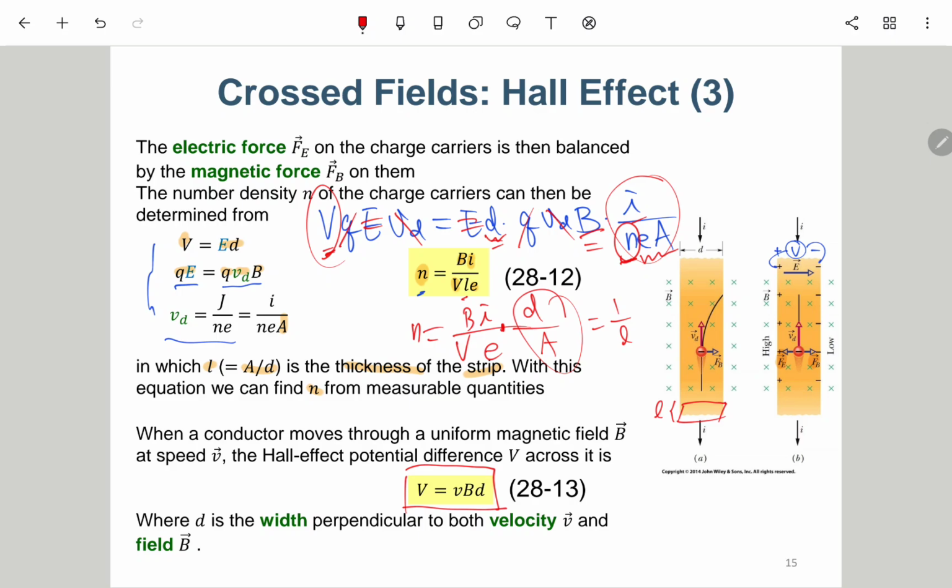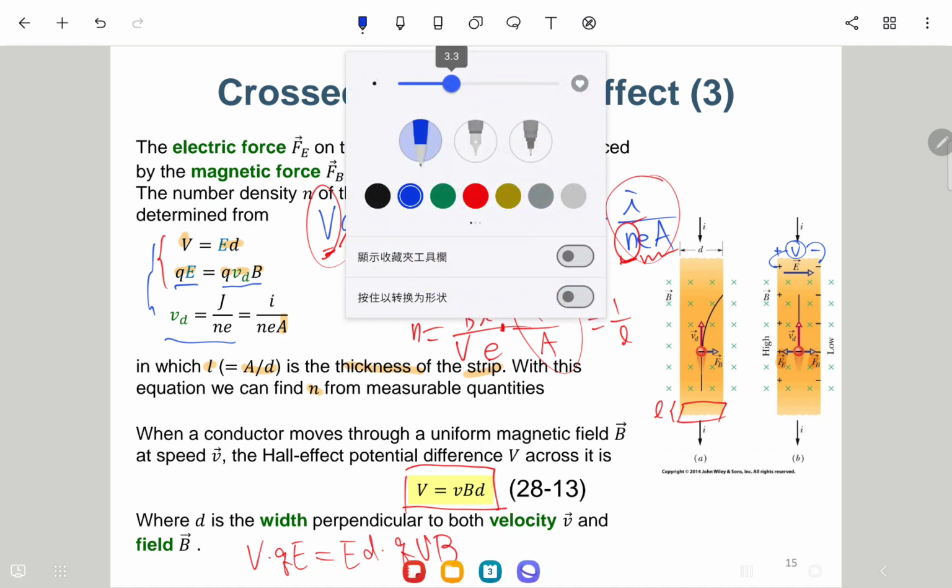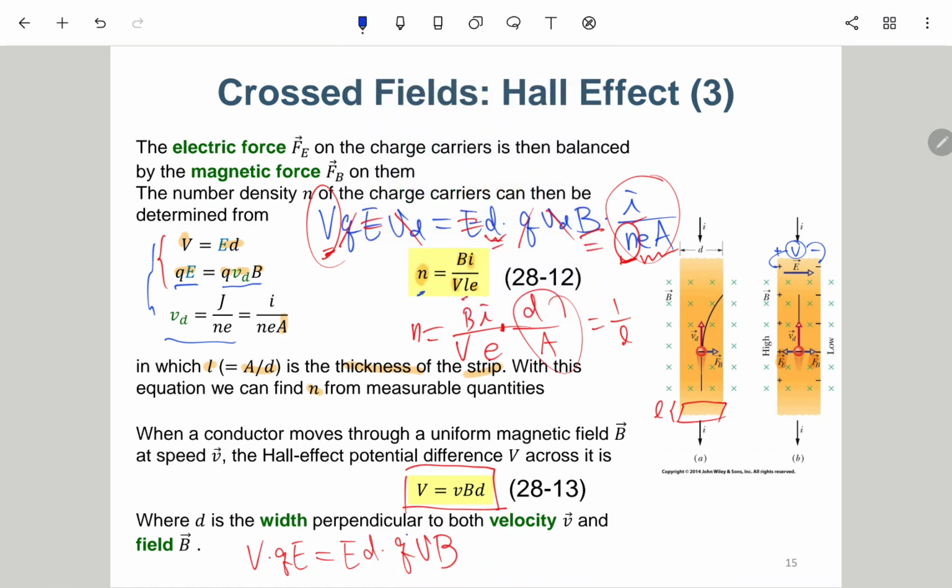How can we get that? We just make use of the first two equations. We multiply these two together, so we get V times QE equals ED times Qv. I write vD as v, and then capital B. Then we cancel Q and Q, E and E. So finally we get V equals vBD.